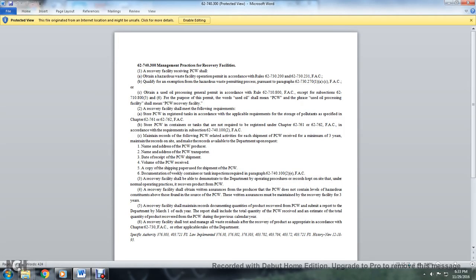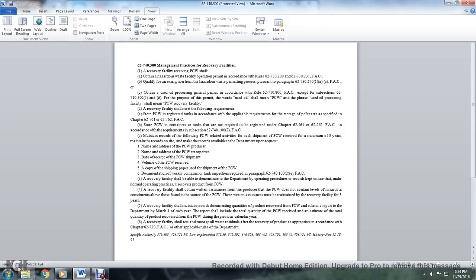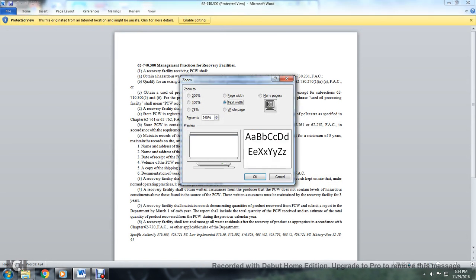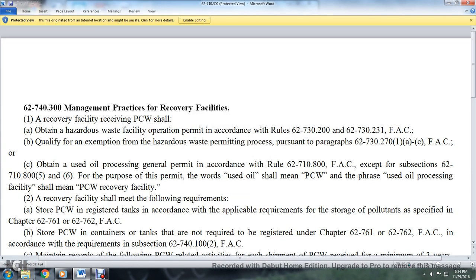And lastly, 62-740.300, management practices for the recovery facility. A recovery facility that receives petroleum contact water is not required to obtain a hazardous waste permit in accordance with Rules 62-730.200 and 62-732.301, Florida Administrative Code.